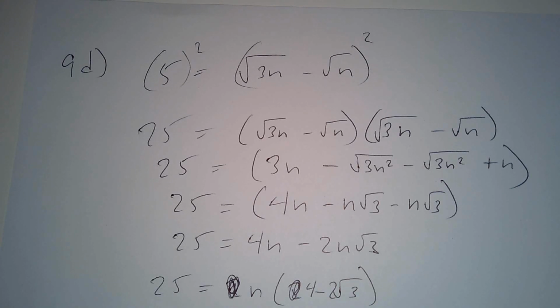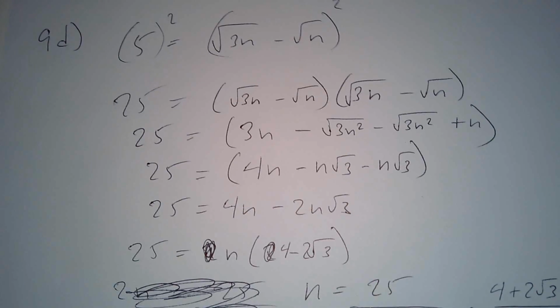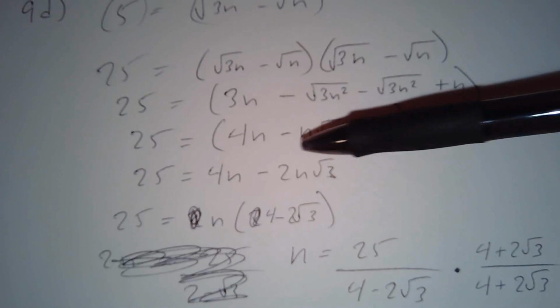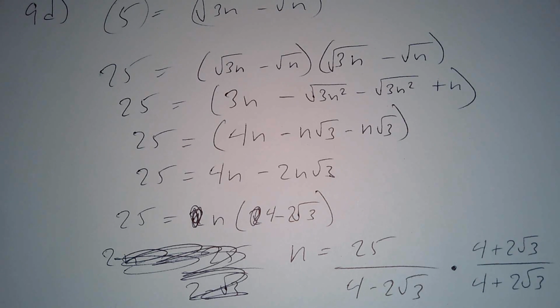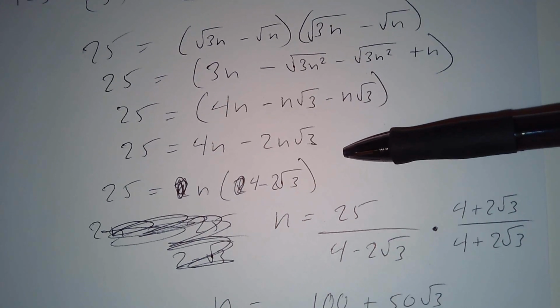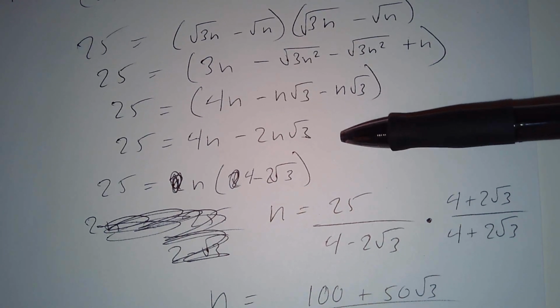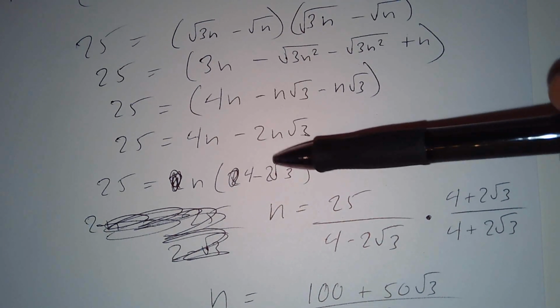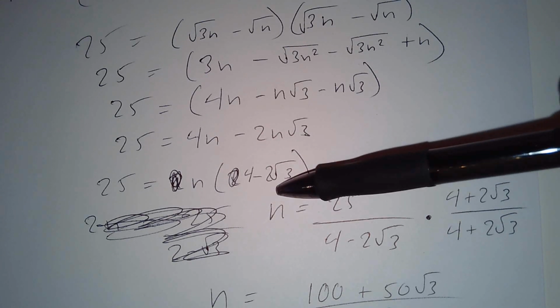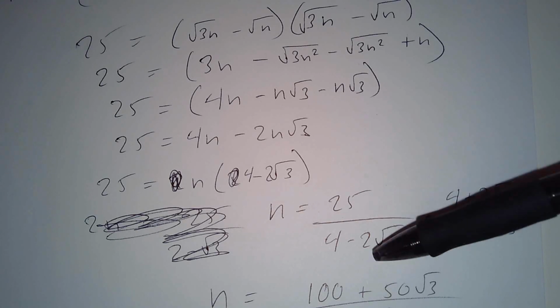Okay, so we square both sides, 25, and then we're going to square this one, and so that's going to give us 4n minus n root 3 and n root 3, which is going to give us 4n minus 2n root 3. Okay, so if we factor the n out, that leaves us 4 minus 2 root 3, and then divide both sides by that to isolate the n. You get this answer here.